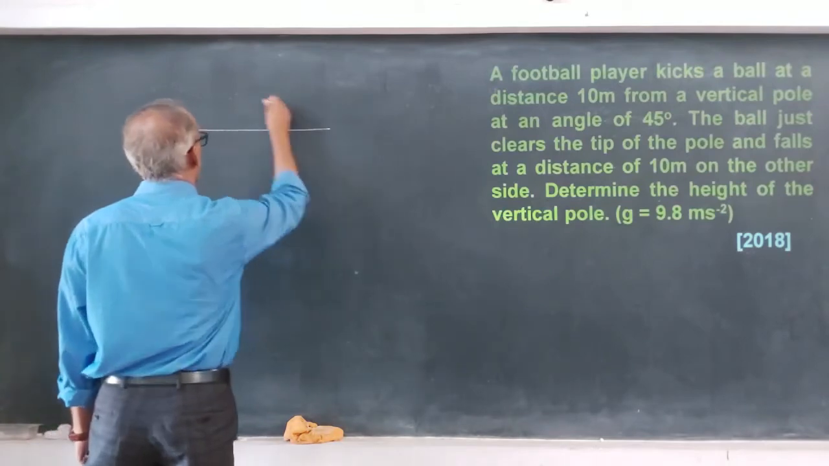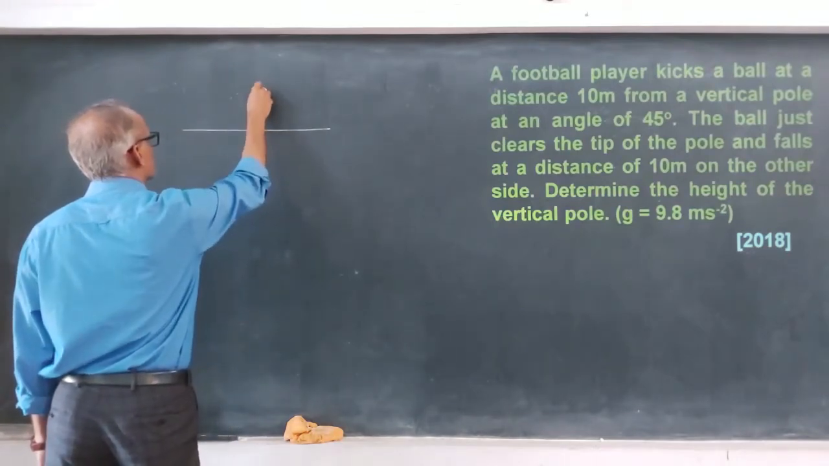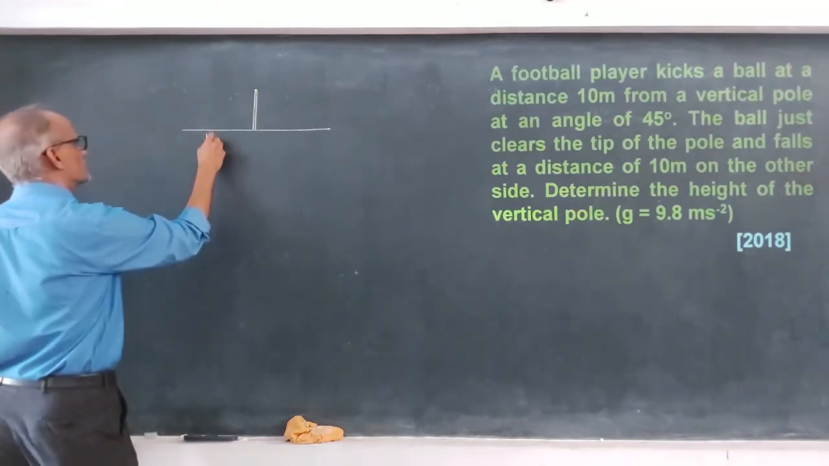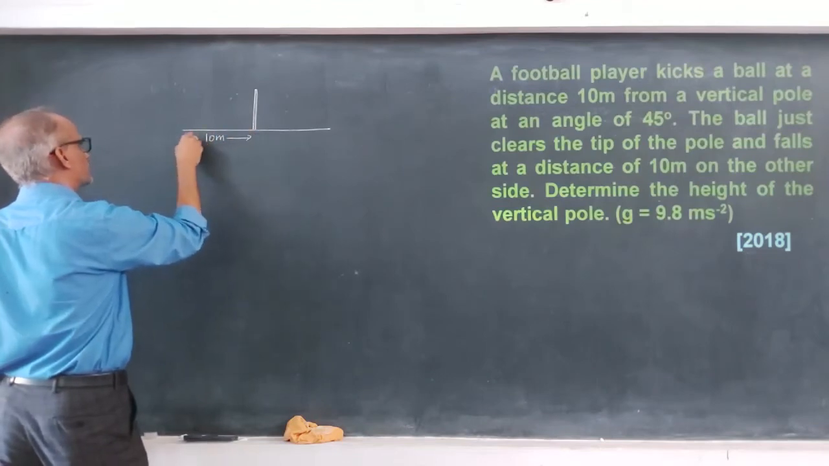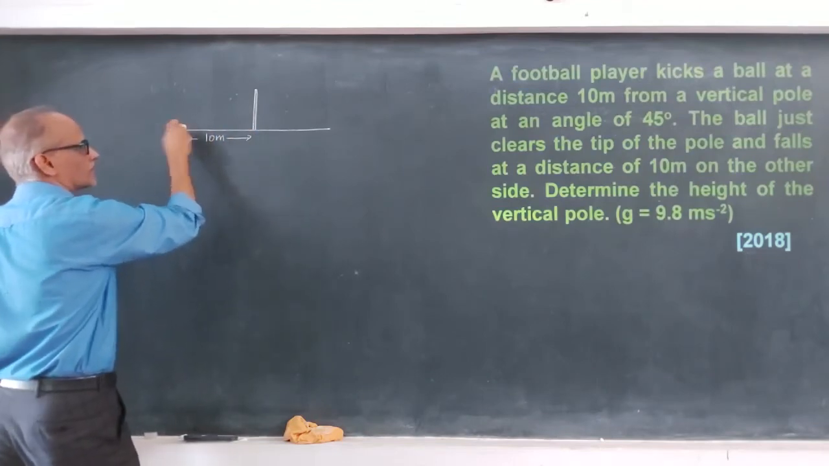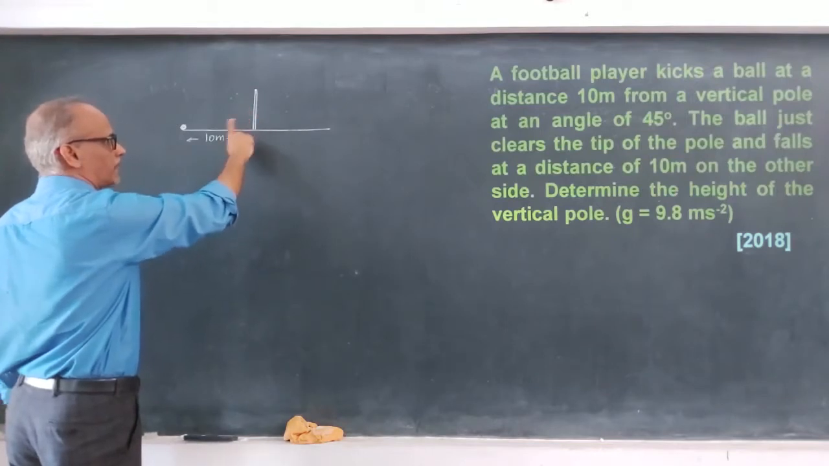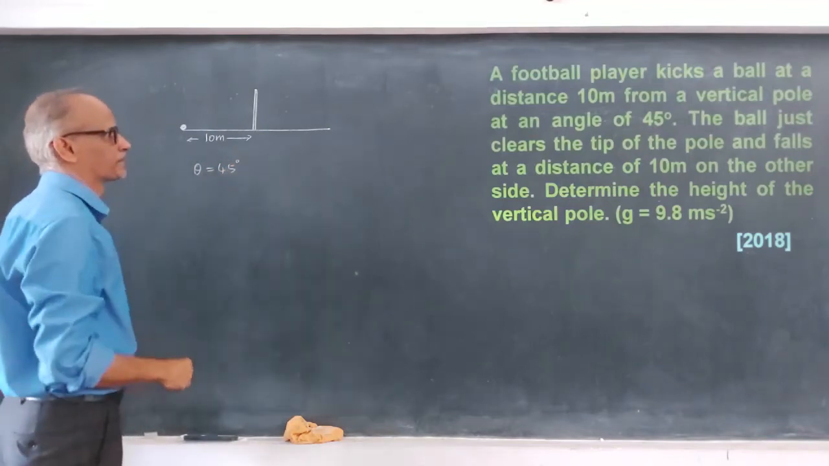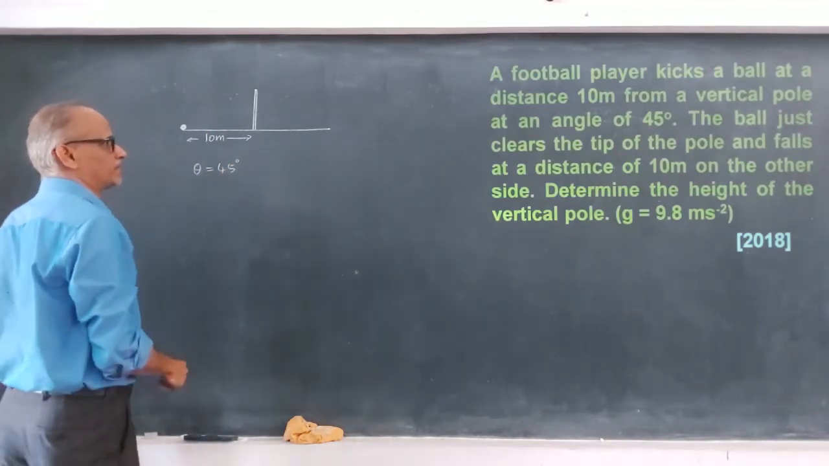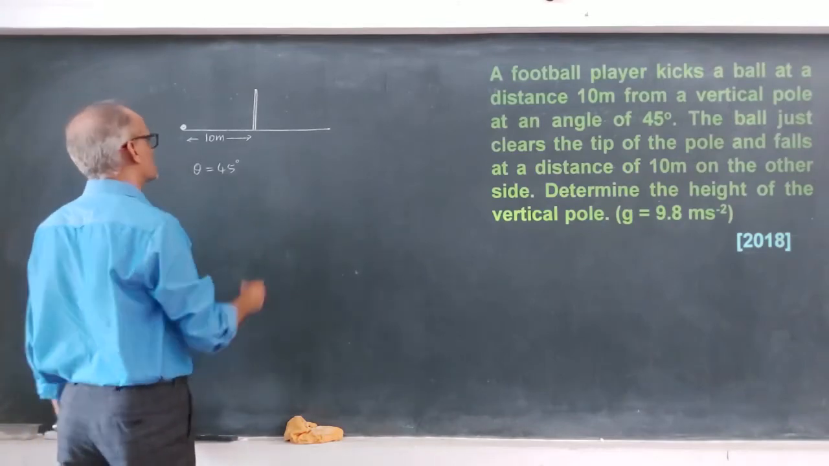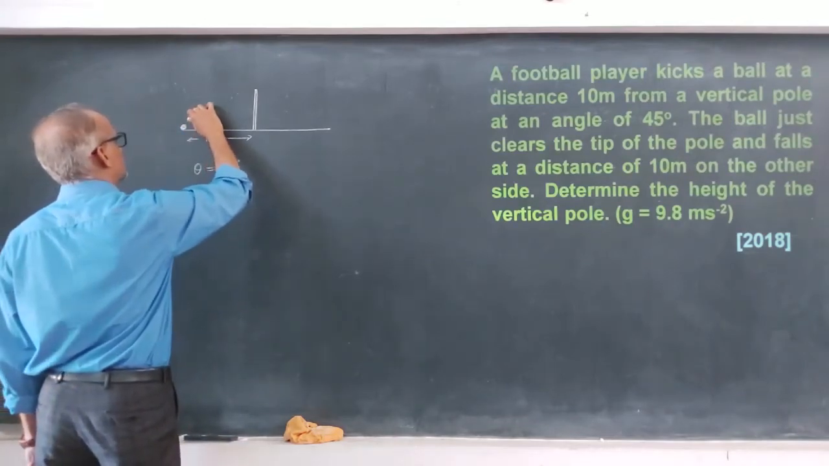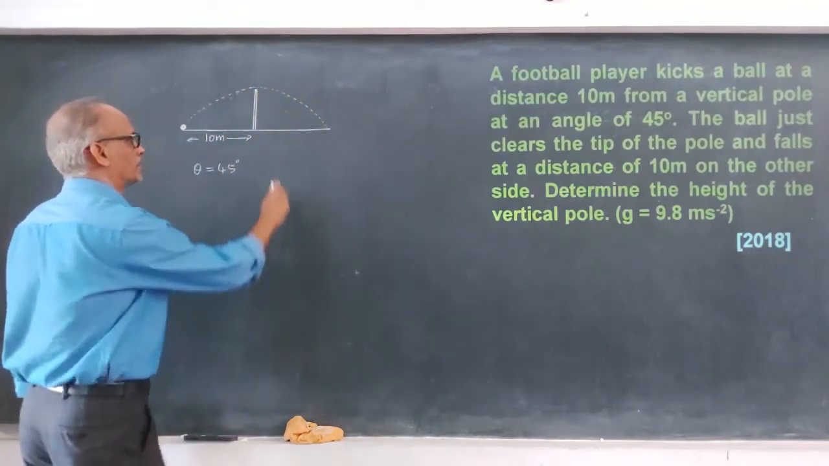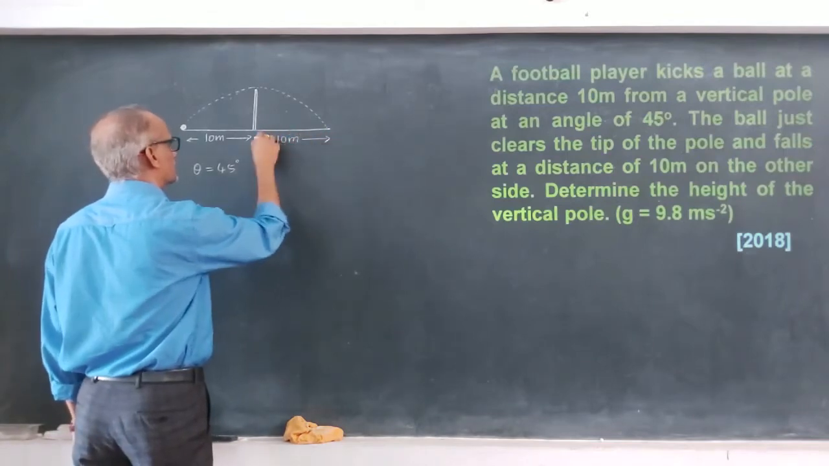So here there is a vertical pole, like this. A football player kicks a ball at a distance of 10 meter. This is 10 meter. So the ball is here, this is the vertical pole, at an angle of 45 degrees. So the angle of projection theta is 45 degree. The ball just clears the tip of the pole and falls at a distance of 10 meter from the other side. So this ball which is kicked will clear the pole and then fall here like this, again at a distance of 10 meter on the other side. This is 10 meter.